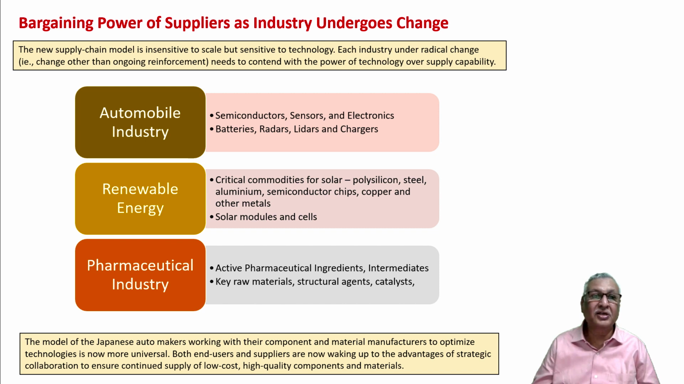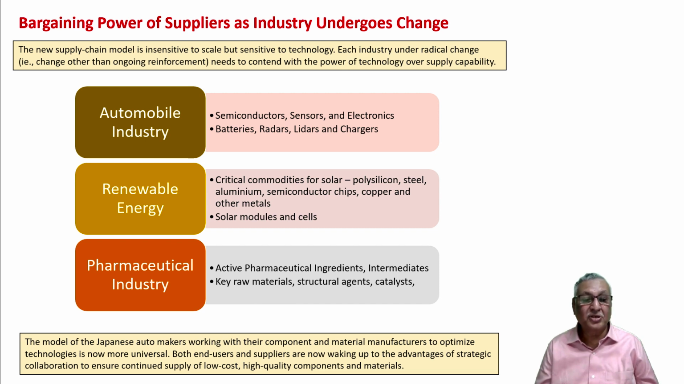Each industry under radical change, that is change other than ongoing reinforcement, needs to contend with the power of technology over supply capability. Automobile industry affected by semiconductors, sensors, electronics, batteries, radars, lidars and chargers. Renewable energy affected by critical commodities for solar, polysilicon, steel, aluminium, semiconductor chips, copper and other metals, as also solar modules and cells. Pharmaceutical industry is impacted by active pharmaceutical ingredients, intermediates, key raw materials, structural agents, catalysts.